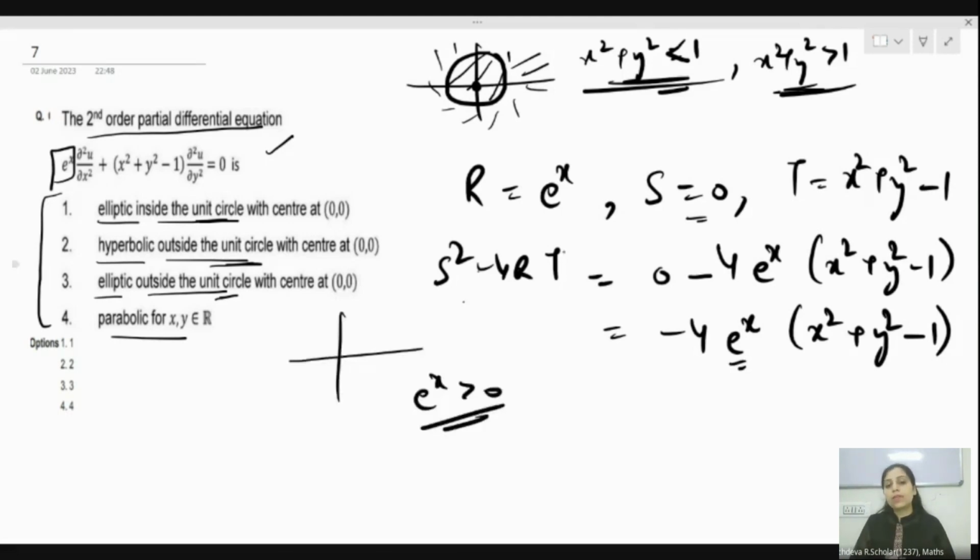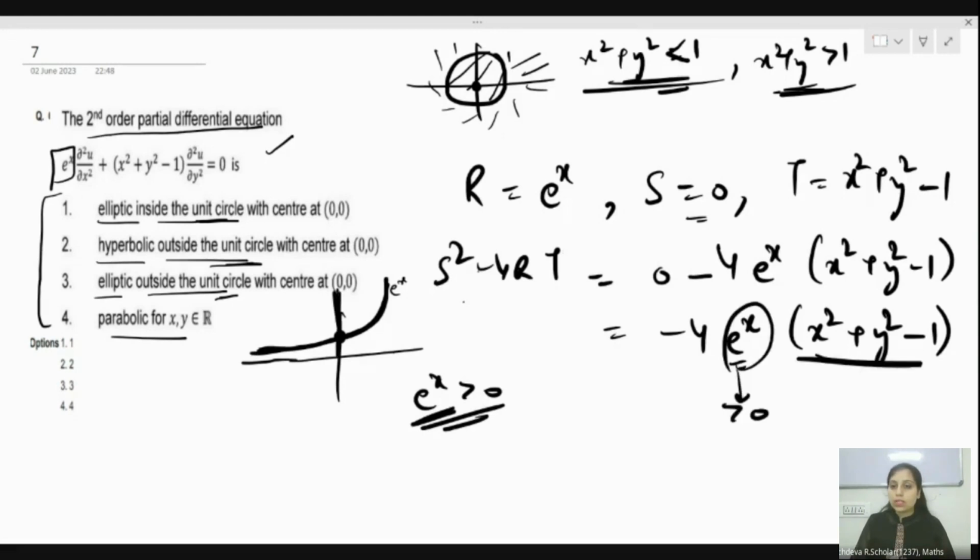We know the graph of this is like this. For x tending to infinity, e raised to power x is also tending to infinity. When x is 0, y is 1, e raised to power 0 is 1. And for the negative side, it will approach towards 0. So for all values, e raised to power x is always positive. For all y, always positive. So this is always positive. Now the situation is on this.